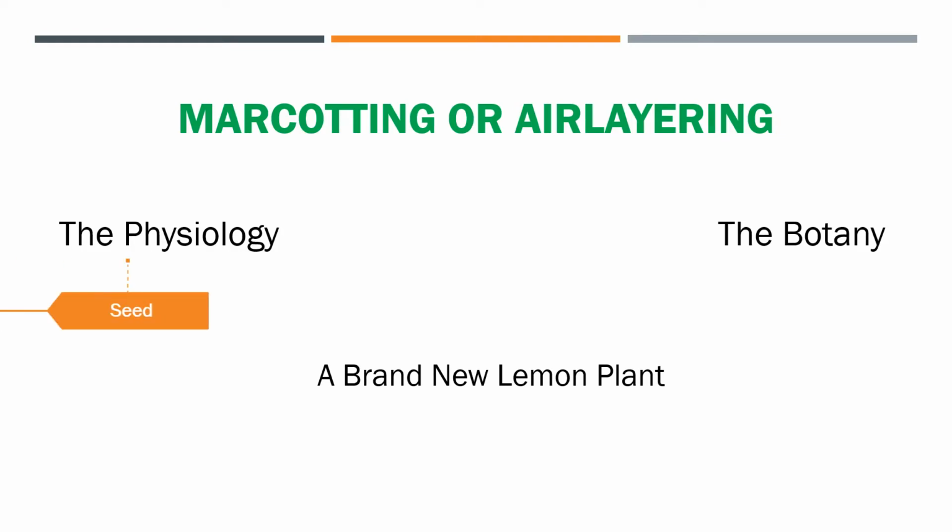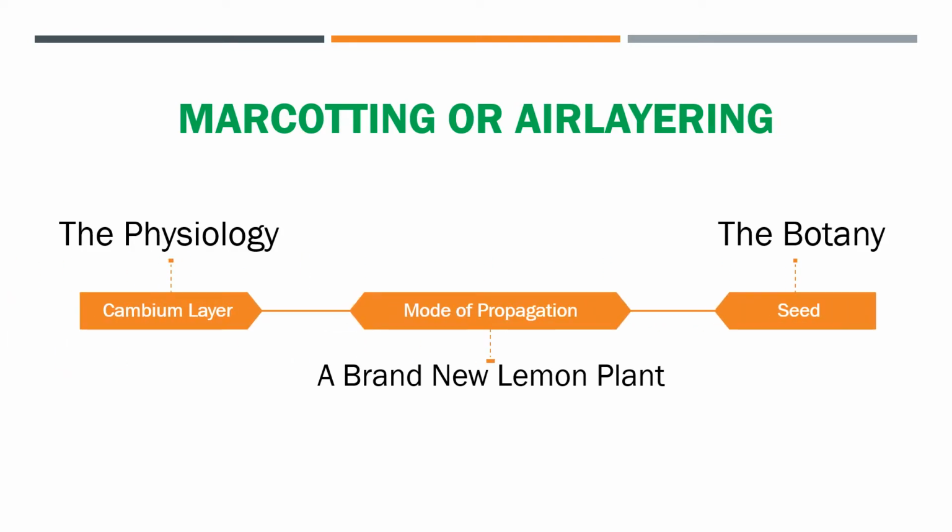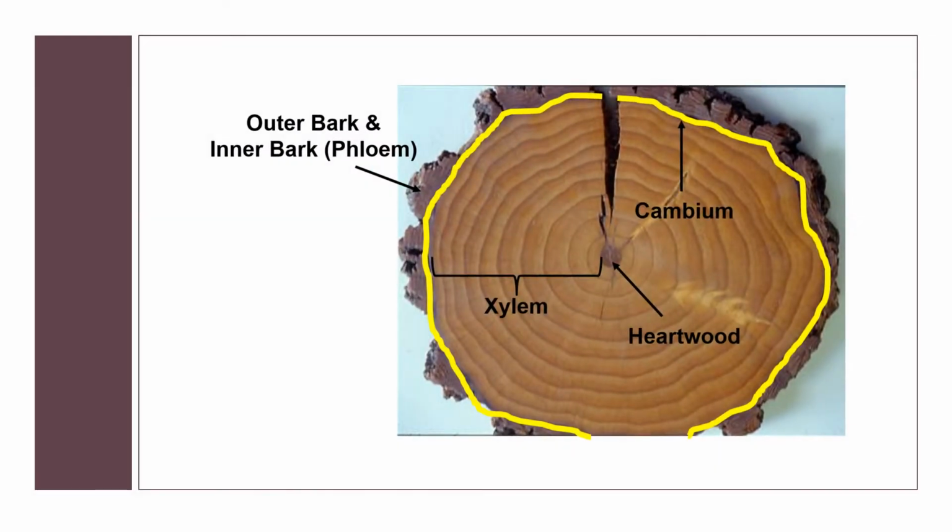So what is the role of the cambium layer or tissues in air layering, or the relationship of a seed to a brand new plant versus a marcot to a brand new plant as modes of plant propagation? So let's look at this structure. This shows you the parts of a woody stem or a trunk of a tree.